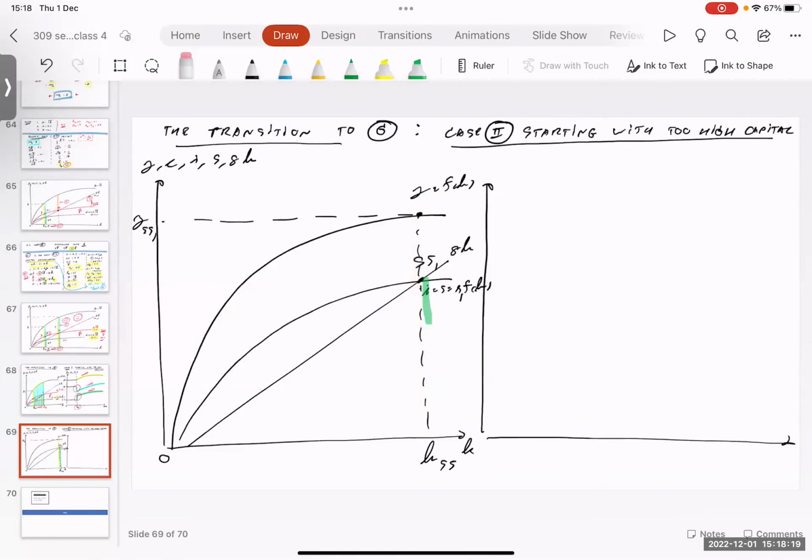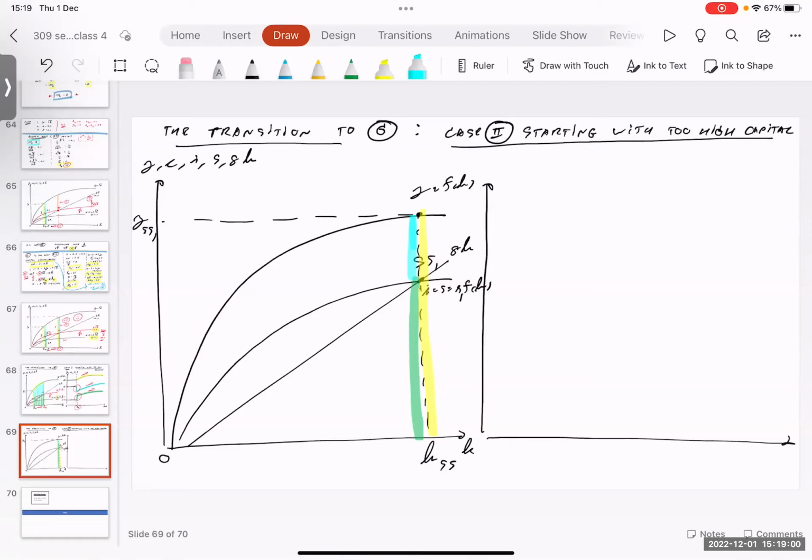The green color is, wait, let me switch it. This is output per worker. The green color is investment and saving per worker. Consumption is the blue color. This is the case where your country has too much capital. When you have too much capital, what does it mean? It means your country needs to invest a lot, needs to save a lot, and you need to sacrifice your consumption. That's why consumption is small. You see that? Consumption is very small, the blue color, okay?